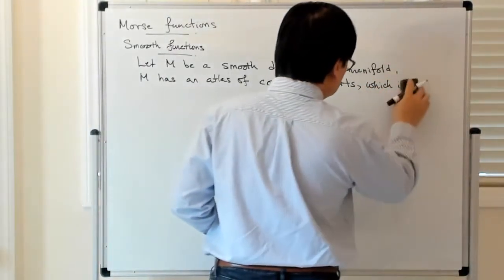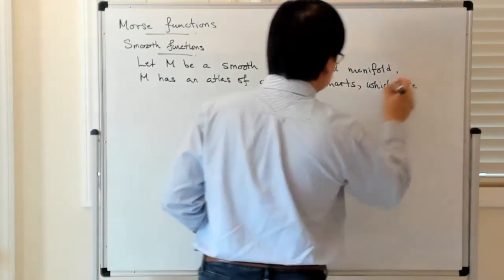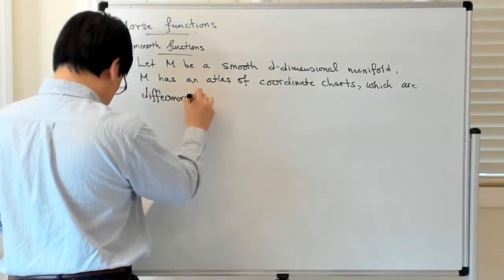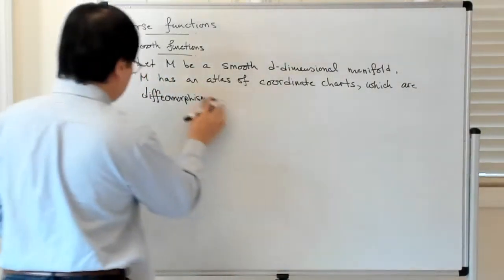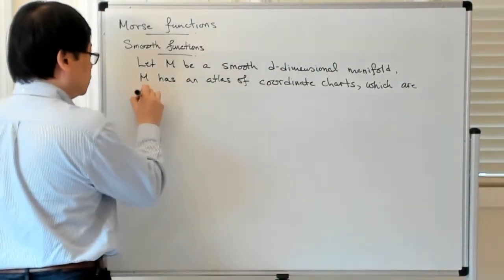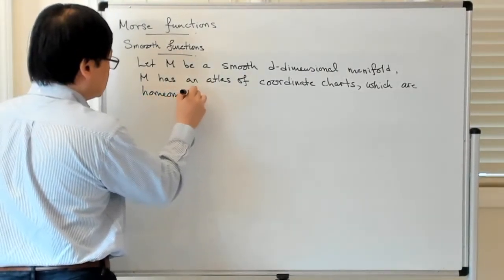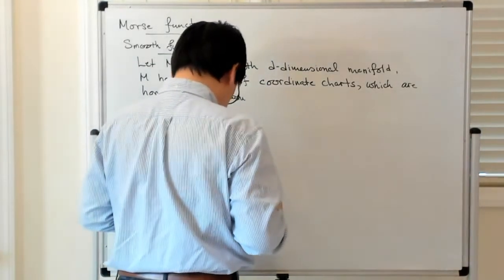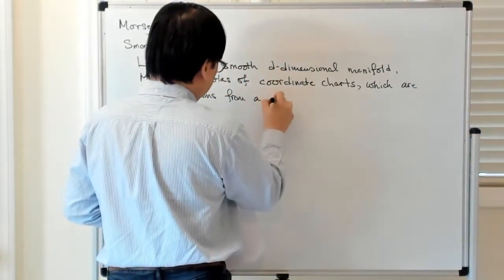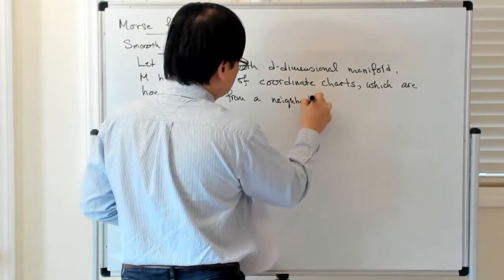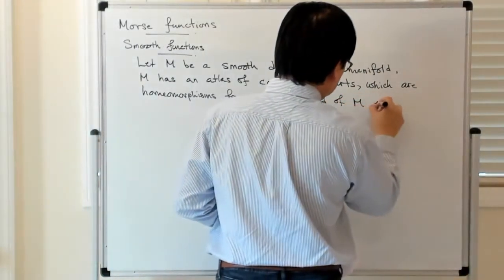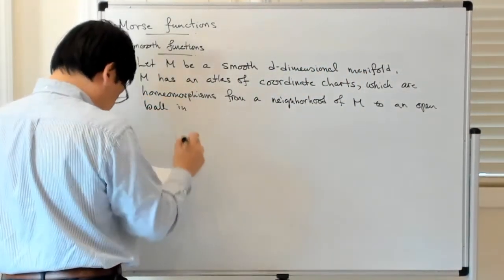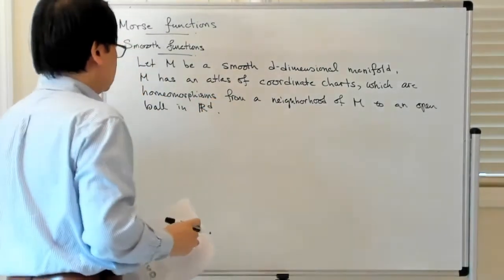Actually, it should say they are homeomorphisms, from a neighborhood of M to an open ball in R^d. Okay.